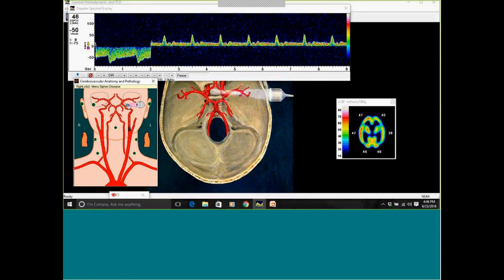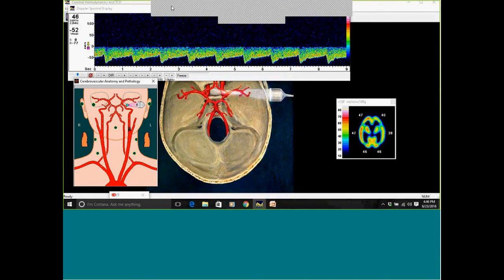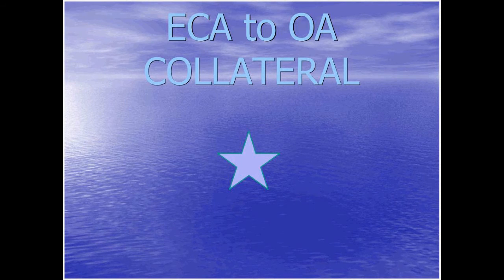Now, you don't necessarily have to see this every time you have carotid disease. This pathway, the face-to-eye pathway, happens at the very end. It's like the last resort. Let's think about it as that. When all else fails, we're going to do face-to-eye. Okay, so let's stop sharing. We're going to go back to our PowerPoint here.